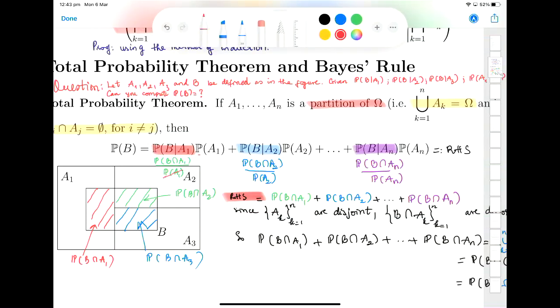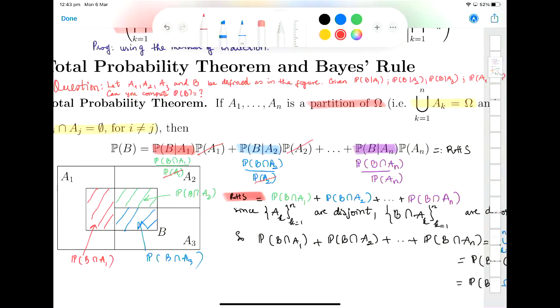Cancel out A1 here, probability A1 here. And then the blue term, the conditional probability blue term equals the probability of B intersect with A2 divided by probability of A2. And then I can cancel out probability of A2 with the probability of A2 here.